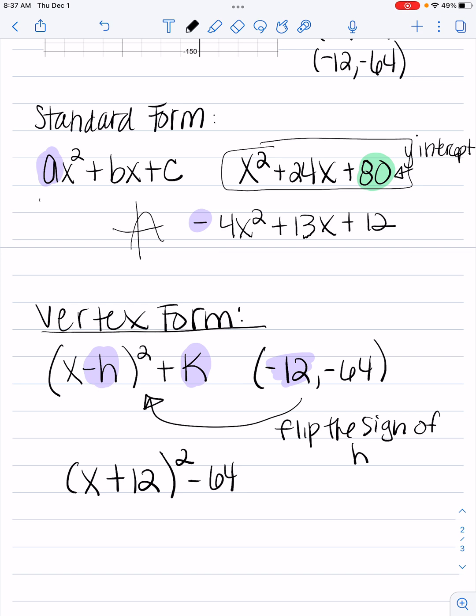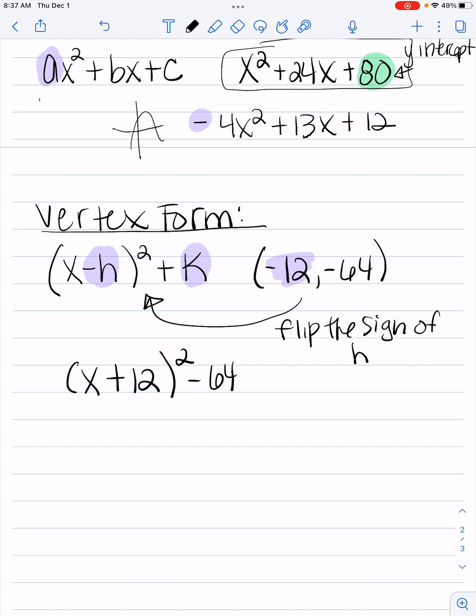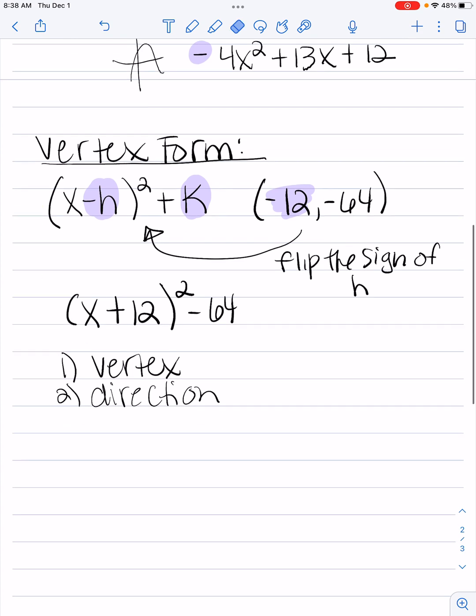That is vertex form. So the two pieces of information that you get from vertex form is obviously you get the vertex and direction of your graph. And remember, direction from the graph comes from something that's going to be up in front here. If you have a negative sign, again, that's just going to tell you that your graph is opening downward. If there's no sign there, then it's just a positive graph and your graph should be opening upward.